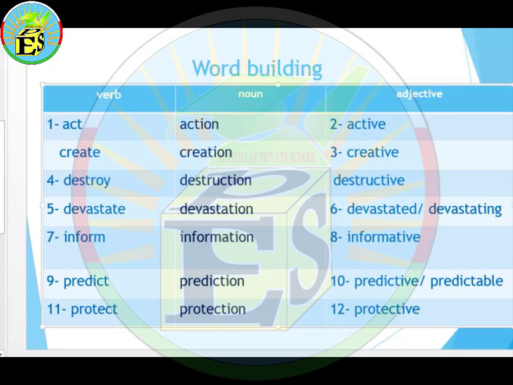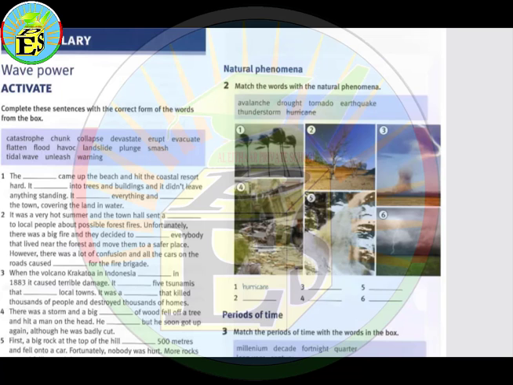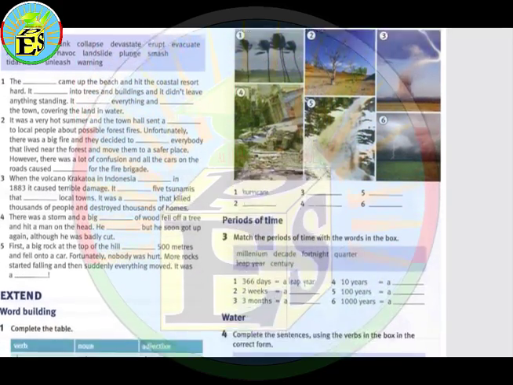Let's see. The first one is hurricane. Number 2, drought. Number 3 is tornado. 4, earthquake. 5, avalanche. 6, thunderstorm. So please write them in the same order, in the correct order in your students' books. Okay? Now, let's go for periods of time.